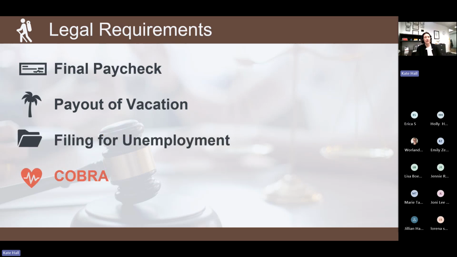And then COBRA. This is to extend health insurance coverage. So obviously not every person gets this, but if they have health insurance at your library, you need to provide them with information on this. And this is where they pay for the health insurance and can extend it for 18 months after they leave.